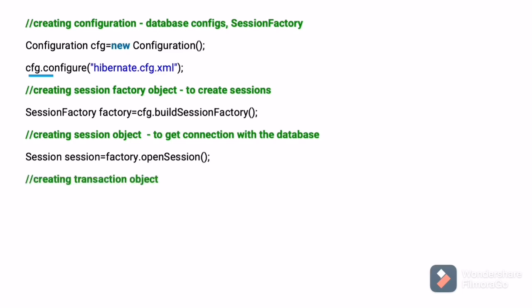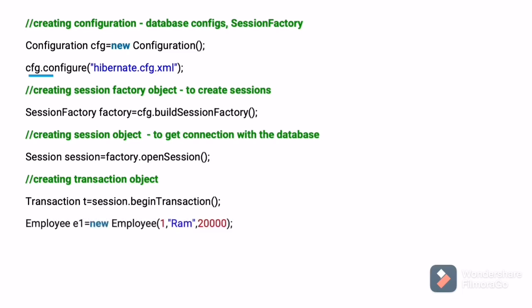Now we can perform some operations. So for that we need to create transaction object. So this transaction is created by using the session object dot begin transaction. Then now we have one employee class. So in this employee class, if we want to save some data means we can save that by using the session object dot save method. To commit this information, at last we need to close the session.